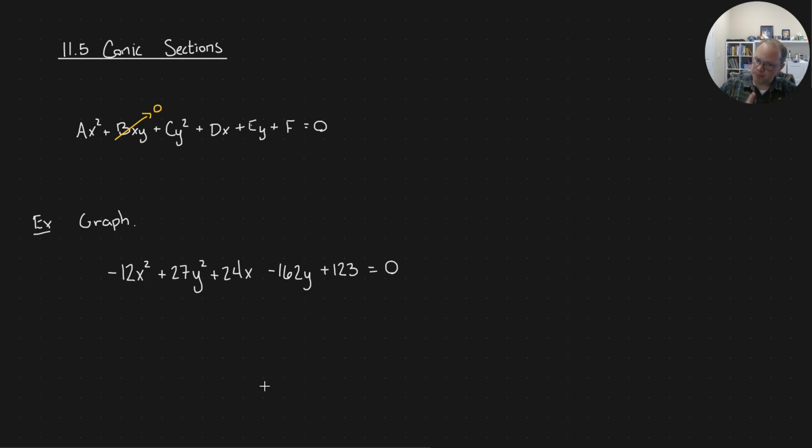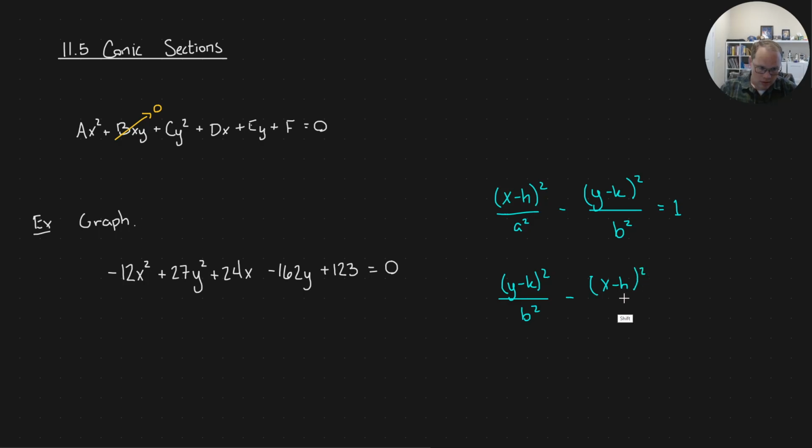I'm going to start by completing the square, right? Remember the standard form of a hyperbola, depending on which direction it opens: (x minus h) squared over a squared minus (y minus k) squared over b squared equals 1, or (y minus k) squared over b squared minus (x minus h) squared over a squared equals 1. In either case, we need these to be perfect squares. So let's start with that.